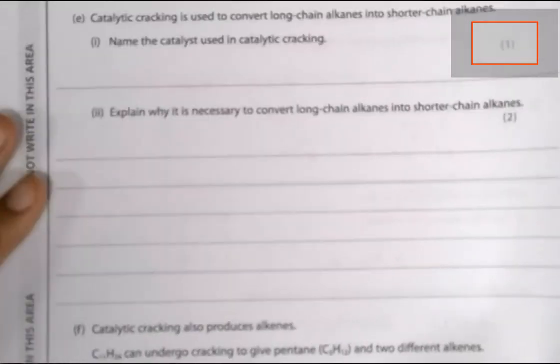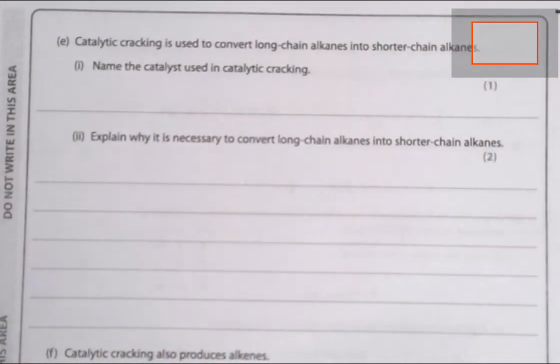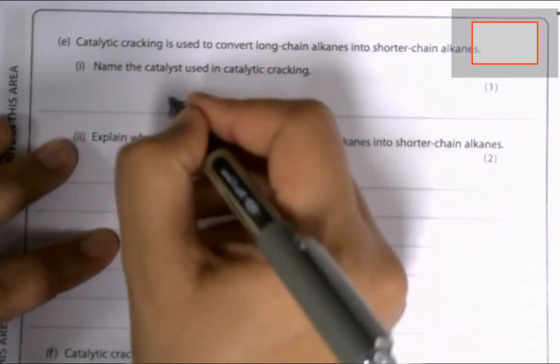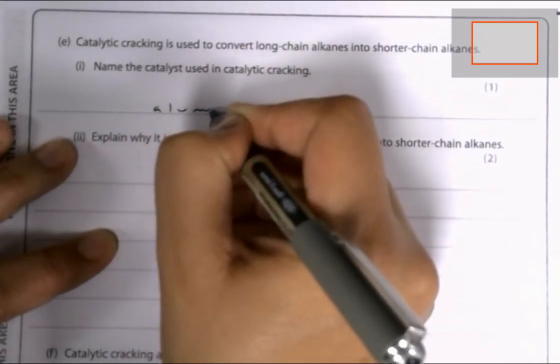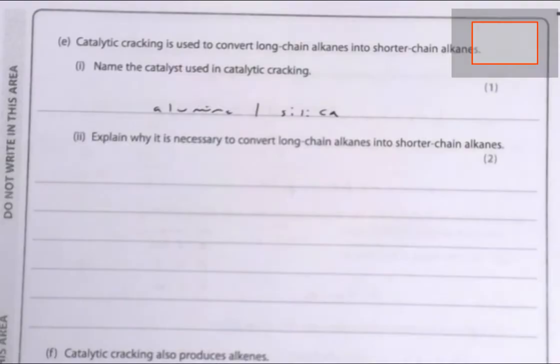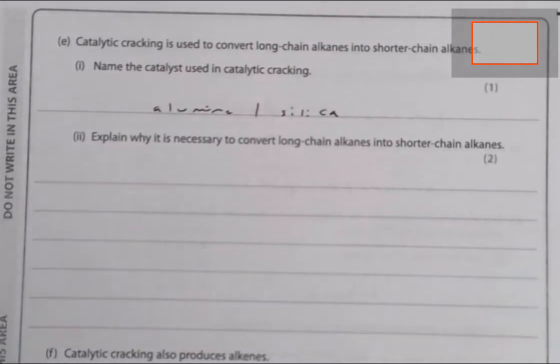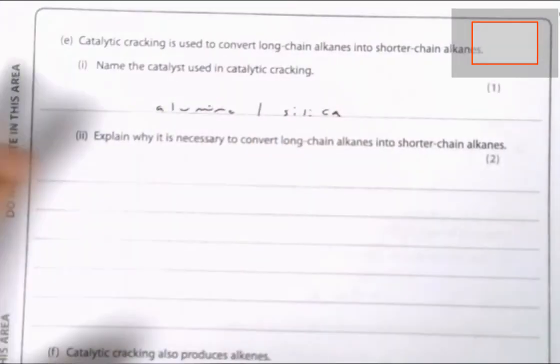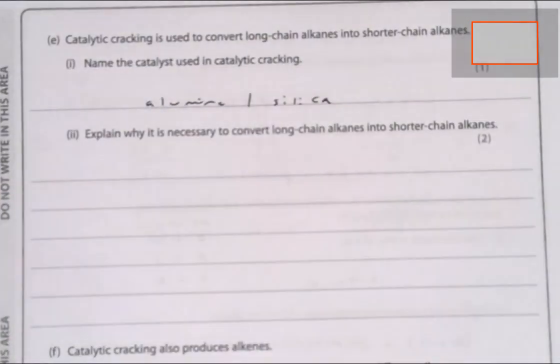Last little few questions is all about cracking. So again, cracking is something that comes up an awful lot. The catalyst used, well, you could say a number of things. Alumina, silica. We would also accept zeolite. We would accept aluminium oxide, silicon dioxide, because those are just alternative names for these. So hopefully you said one of those.